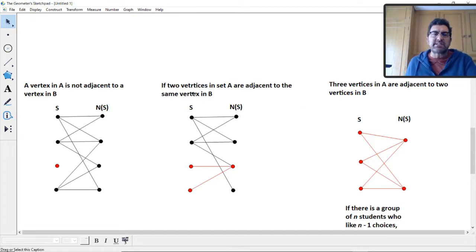Okay, the next one says if 2 vertices in a set A are adjacent to the same vertex in B.